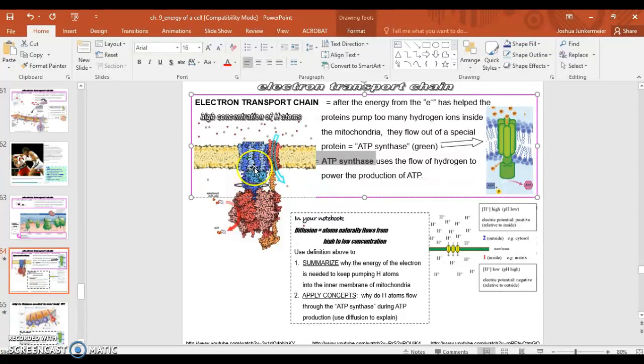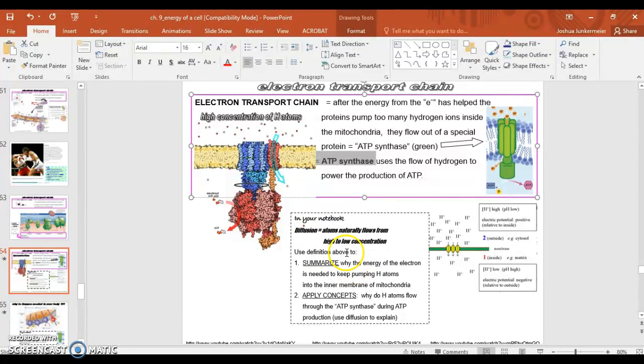It has parts that spin. It has an area where hydrogens move through it. Again, why do hydrogens move through? Well, if you have a high concentration up here and a low concentration here, and there's a tunnel where hydrogens can move, they'll naturally want to diffuse from high to low concentration. Which brings us to this question.